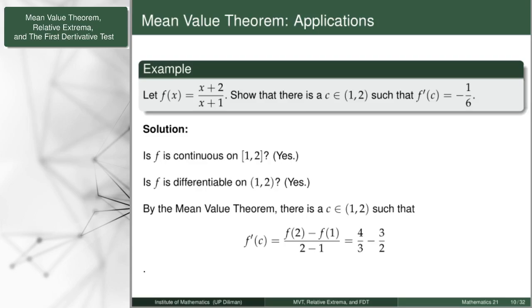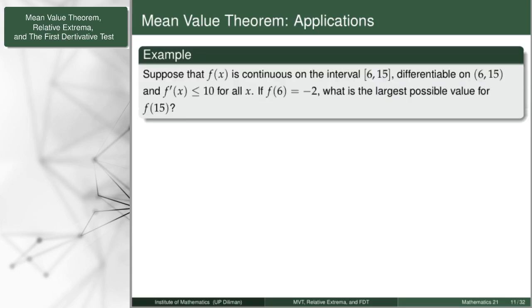And if you compute for it, 2 minus 1 is just 1, f(2) will be 4/3, f(1) will be 3/2, and by subtracting this, you obtain the result, which is negative 1/6. What will happen if you did not get negative 1/6 here? Then what you do is you consider an interval smaller than [1, 2], still a subset of [1, 2], such that you will obtain the negative 1/6. And that's how you apply this.